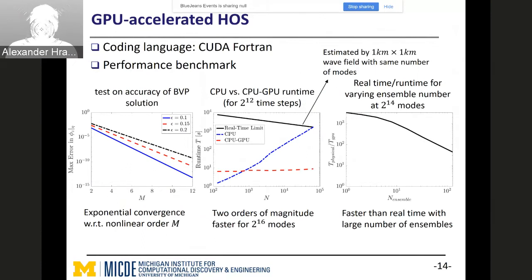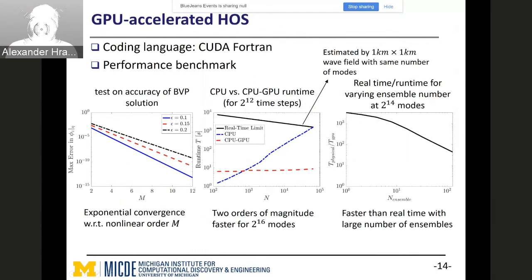We then compare the performance of our CPU-GPU code to serial CPU code for a variety of numbers of modes in our simulation. And we find that as we increase the number of modes, we achieve better and better performance relative to the serial CPU code, up to 2 orders of magnitude increase in speed for 2 to the 16 modes. The black line in the middle plot is the real-time limit, which is estimated by a 1 kilometer patch of wave field with the same number of modes as the x-axis of the plot. And we see that we are much faster than real-time, even to a large number of computational modes.